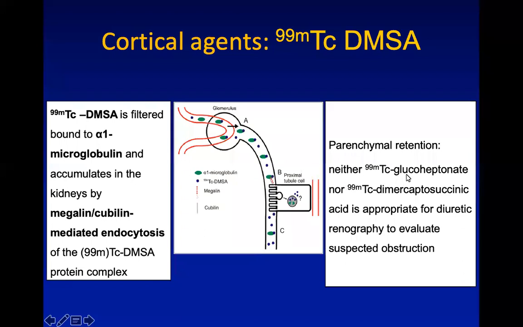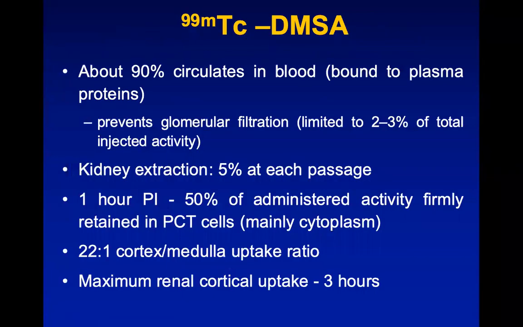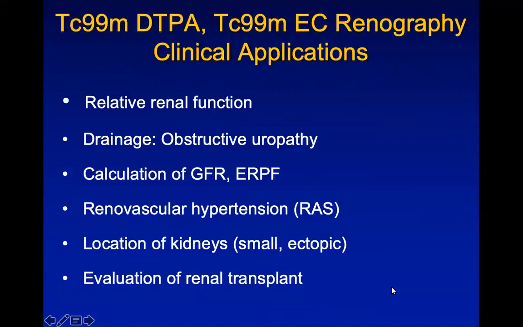Neither of these, GHA or DMSA, is used for diuretic renography for obstructive purposes. This is used for cortical evaluation, and I'll give you the whole list of how it is useful. About 90% circulates in the blood. The kidney extraction is 5% at each passage, and about 50% of the administered activity is retained in the proximal convoluted tubule cells, mainly in the cytoplasm. The maximum cortical uptake occurs at 3 hours, so we image at 3 hours after injection.